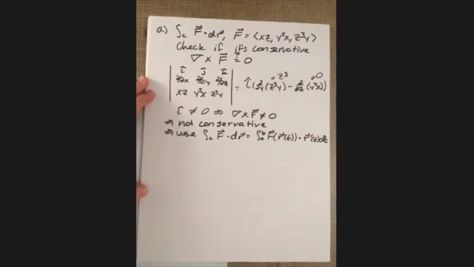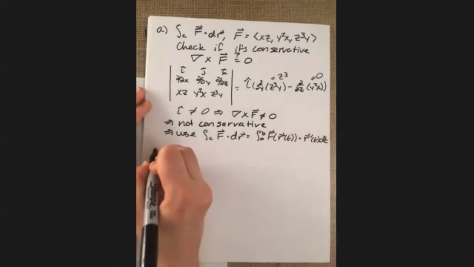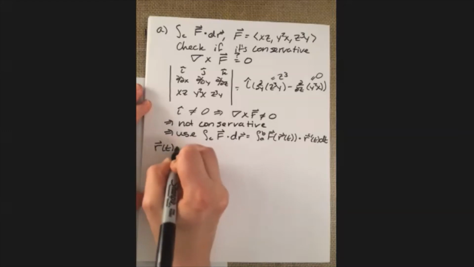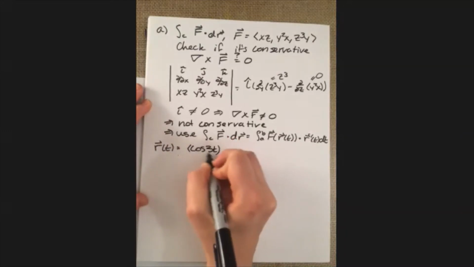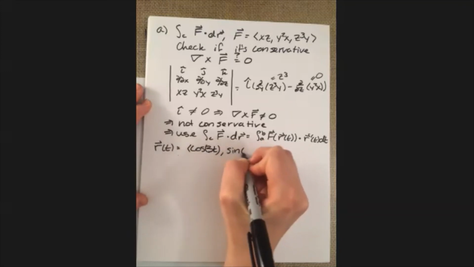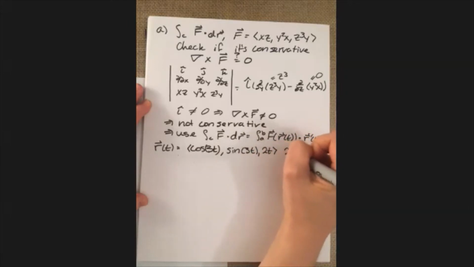Okay, so in order to do that, we're going to need a parameterization for the curve, and actually it's already been given to us. So we know that r of t is equal to cosine of 3t, sine of 3t, and then 2t, and that t is between 2 pi and 10 pi.